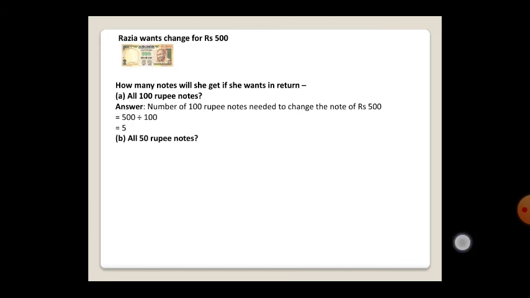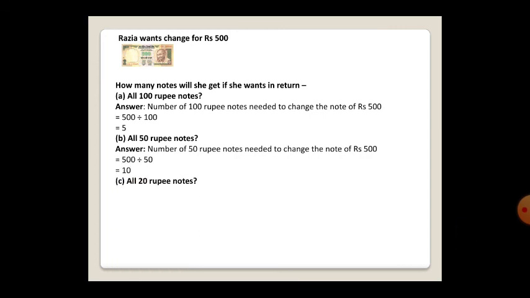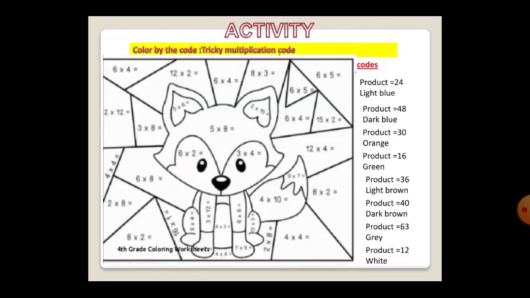All 50 rupee notes means you have to divide here also. 500 divided by 50. So what is the answer? 10. Like that, for all 20 rupee notes, you divide and write the answer.